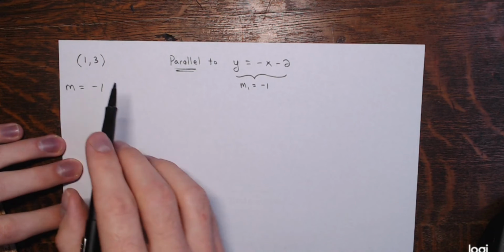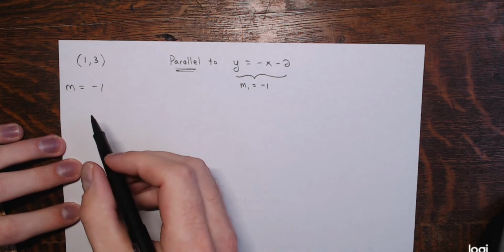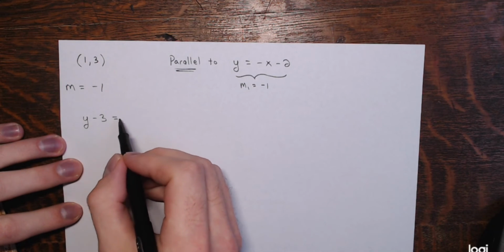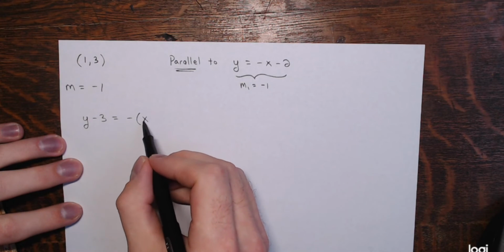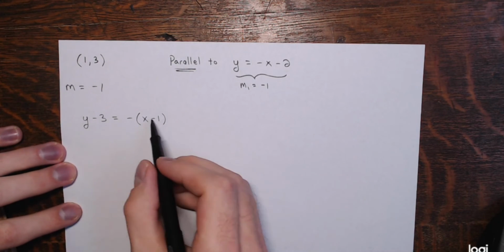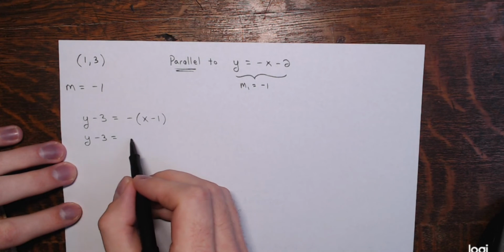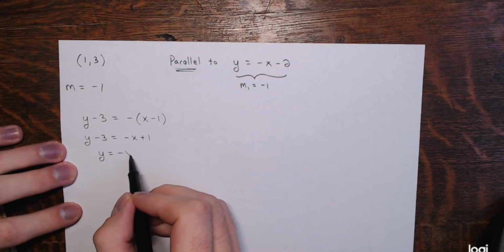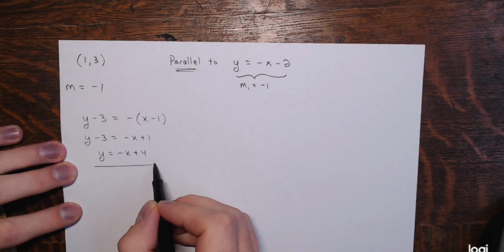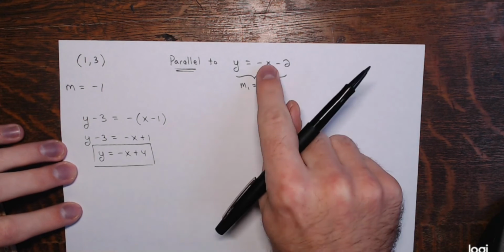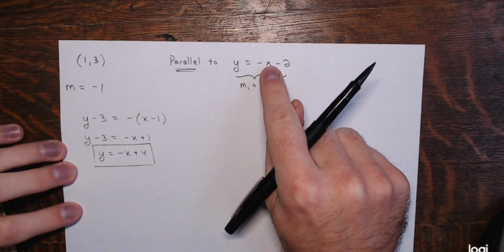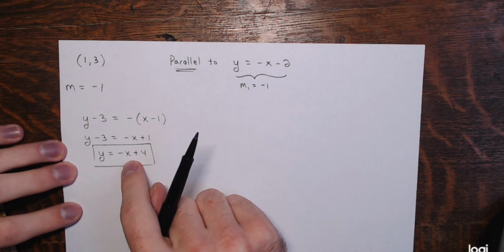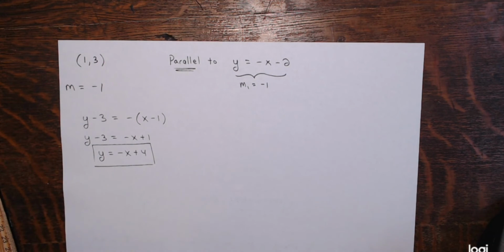So now I have a point, I have the slope. I can start off writing the equation in point slope form, y minus 3 equals negative 1 times the quantity x minus 1. Distribute the negative 1, got y minus 3 equals negative x plus 1, and then add 3, y equals negative x plus 4. And again, these are parallel lines. They both have the same slope, different intercepts, negative 2 and positive 4. And this line I put the box around has the point 1, 3 on it, right? The x and y coordinate 1, 3 would satisfy that equation. So that should be good.